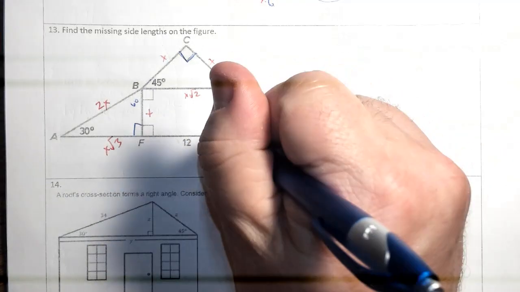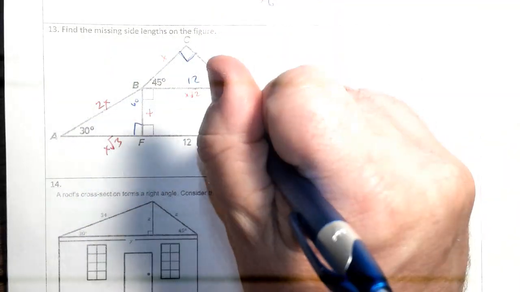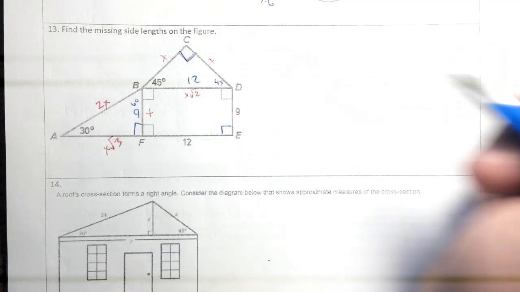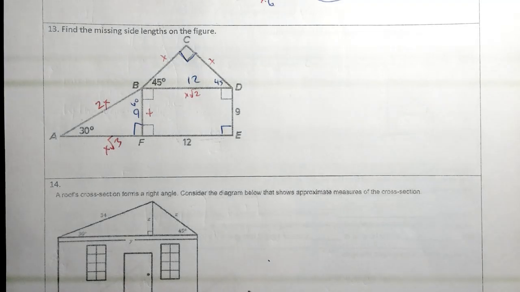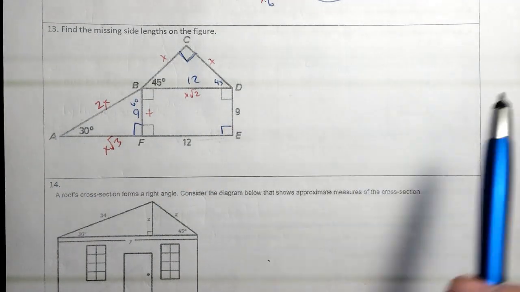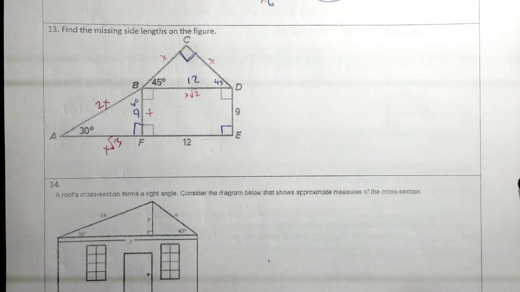Over here we have a rectangle. So if we have 12 here, we have 12 there. If we have 9 here, we have 9 here. So let's start. Missing sides, I'm just going to write them in, because we will have to do math. How about that?